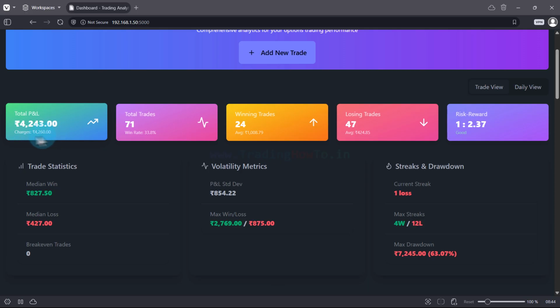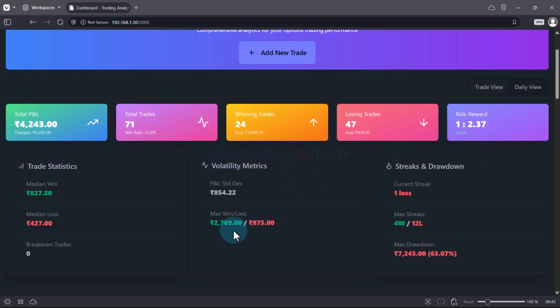At the same time I have paid around 4,260 rupees as brokerage and other charges. Total trades 71, win rate is 33.8%, winning trades 24, losing trades 47. On my winning trades my average winning amount is 1,008 rupees. On my losing trades my average losing amount is 425. If I use that for a risk reward calculation, it will be somewhere around 1:2.3.